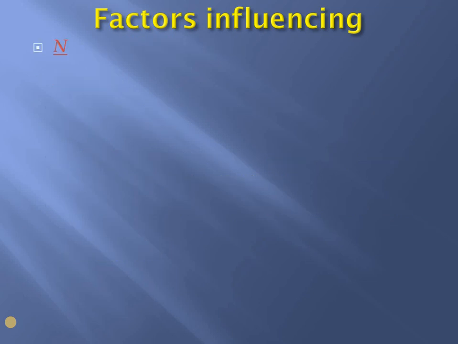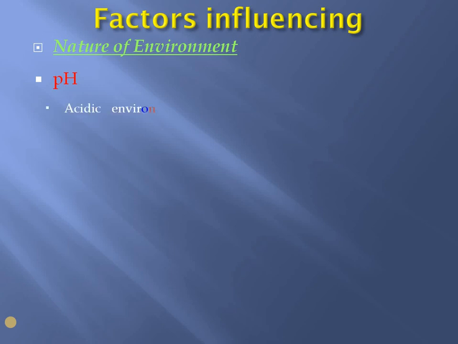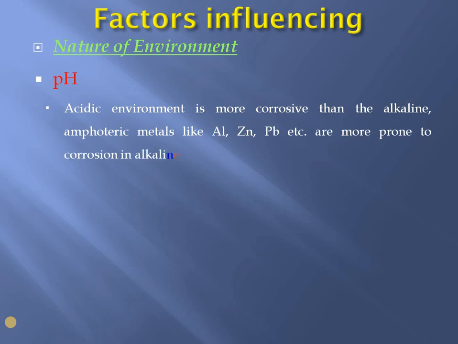The next factor which affects the rate of corrosion is pH. Now, for certain metals, the rate of corrosion will be high or low at different pH. Acidic environment is more corrosive than the alkaline in case of amphoteric metals like aluminium, zinc, lead, and they are more prone to corrosion in alkaline media.